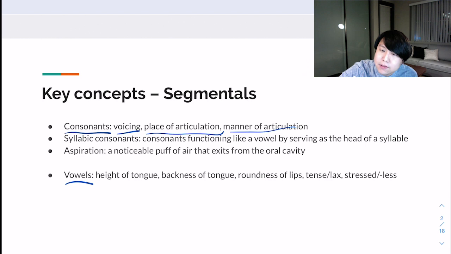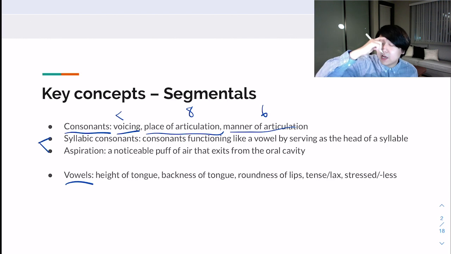Voicing state, in other words, laryngeal state, is either voiced or voiceless. For place of articulation in English, we have 8 places of articulation. For manner of articulation, we learned 6 of them. There are 2 additional phenomena we learned about consonants.